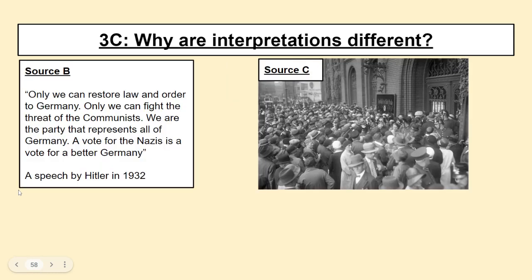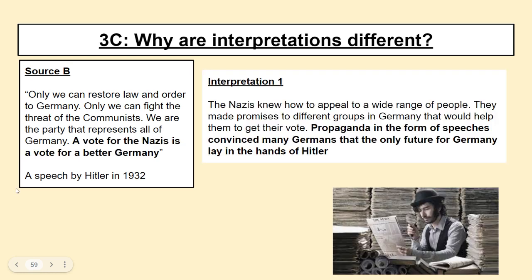Now, the question spoke about source B and source C. Of course, you remember them. You've not forgotten them from the last video. Here they are again. A speech from Hitler saying why people should vote for the Nazis, and that photograph in 1929 of people outside the German bank. Now, these match up, don't they? Source B matches up with interpretation 1, talking about how the Nazis got support from different people. It is quite possible that the historian who wrote interpretation 1 looked at source B, believed in source B, and used that to form their opinion.